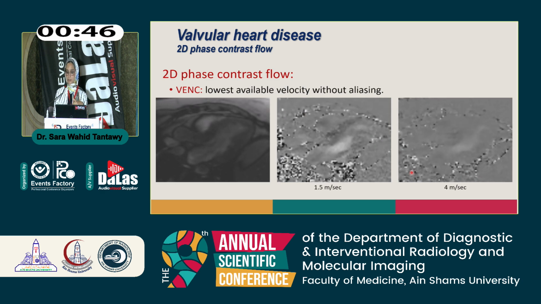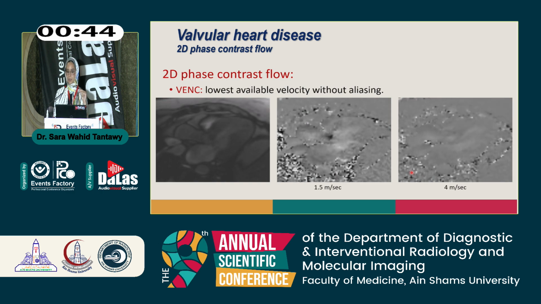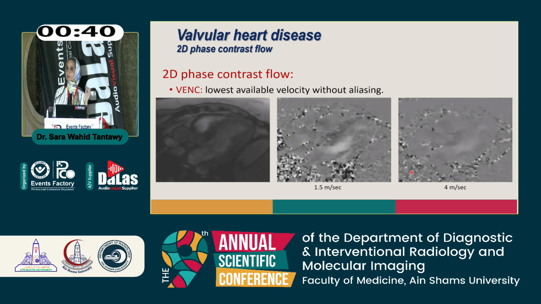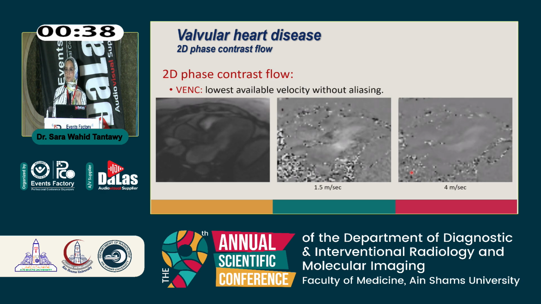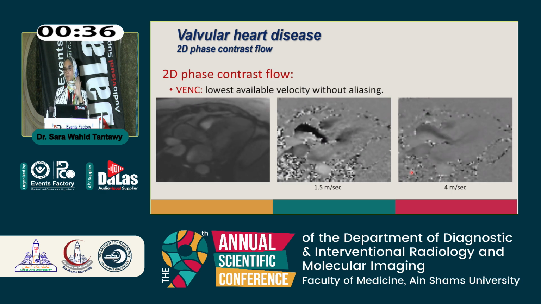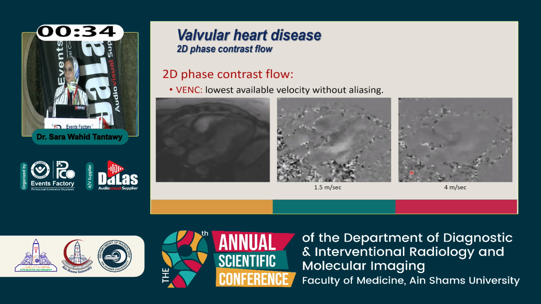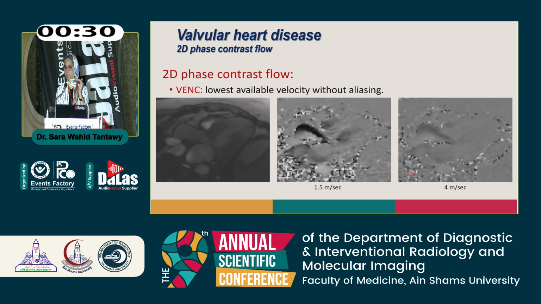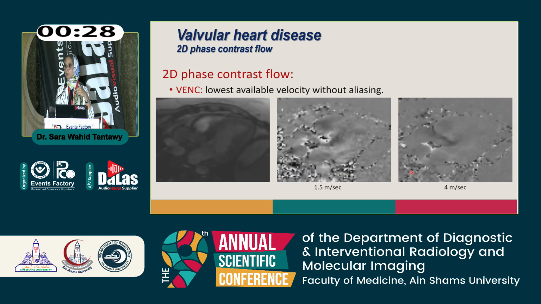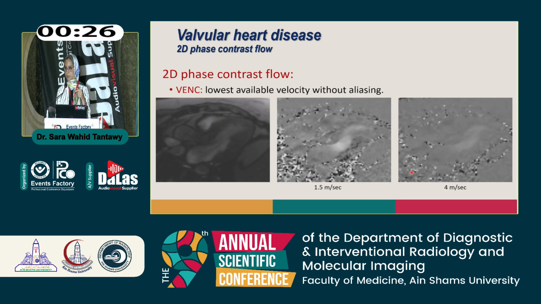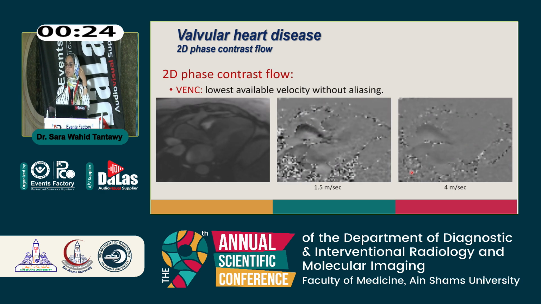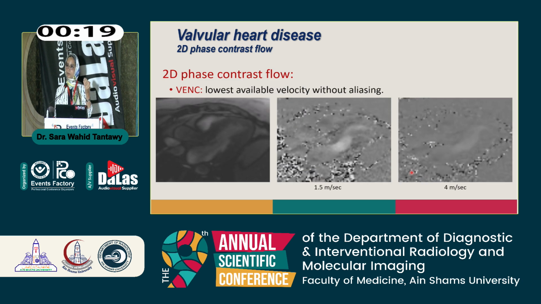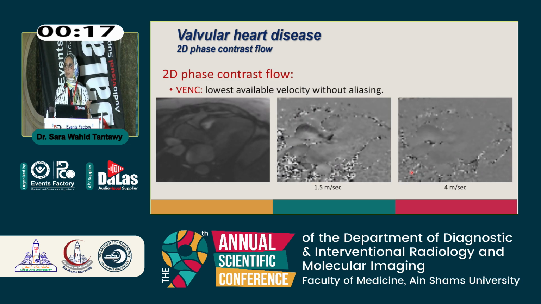Like we mentioned before, if there is aliasing along the image that we took, it means that our VENC is not adjusted correctly. Our VENC is like the PRF in the ultrasound or in the Doppler. So like we use the PRF in the Doppler in the same manner. If the velocity is exceeding the PRF that you have chosen, you have to increase the PRF correctly. So the VENC also, we have to increase it in order to bypass the aliasing.